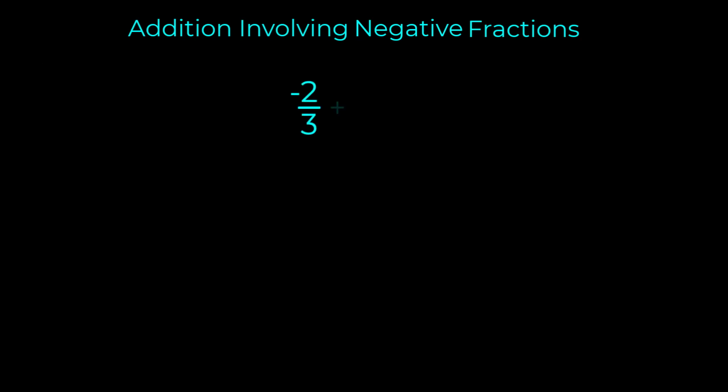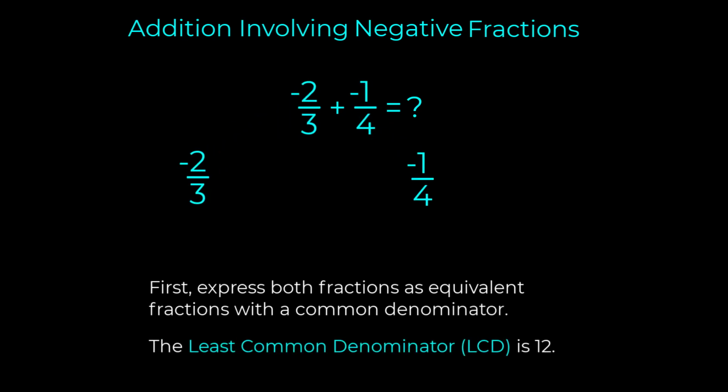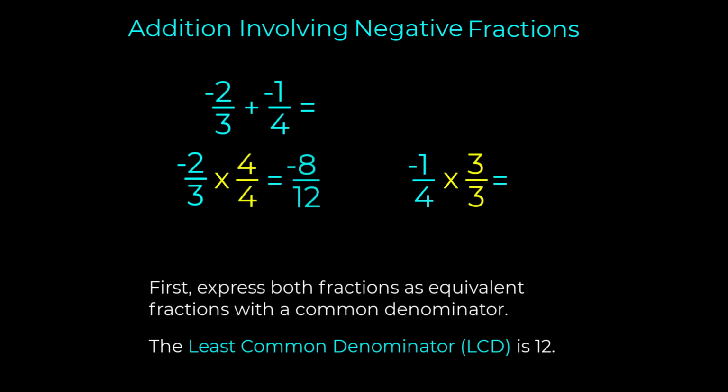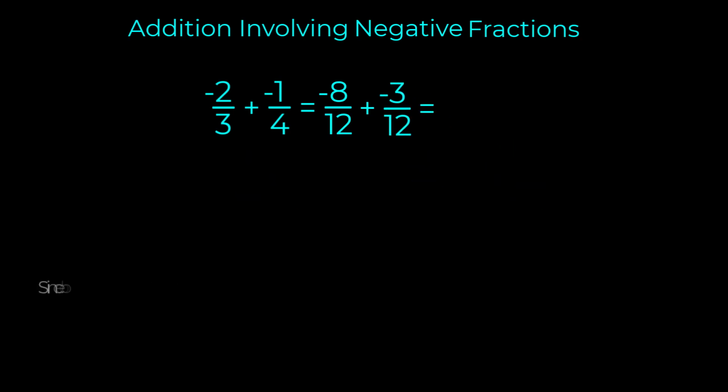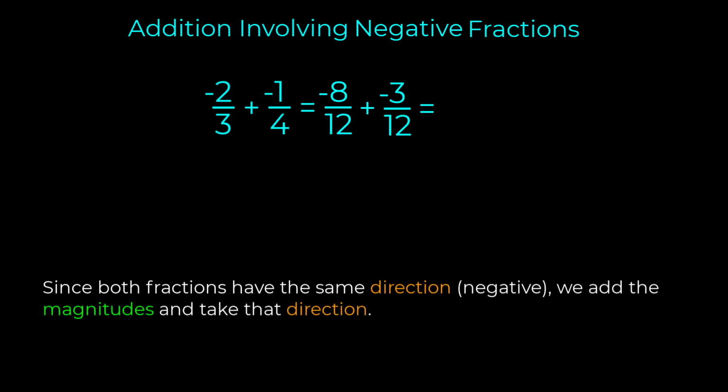What is -2/3 plus -1/4? First, let's express both of the fractions as equivalent fractions with a common denominator. The least common denominator is 12. The fractions are equivalently written as -8/12 plus -3/12. Now we notice that both fractions are negative, so we add the magnitudes of the fractions together. This gives us a value of 11/12. Since the common sign is negative, the answer is -11/12.